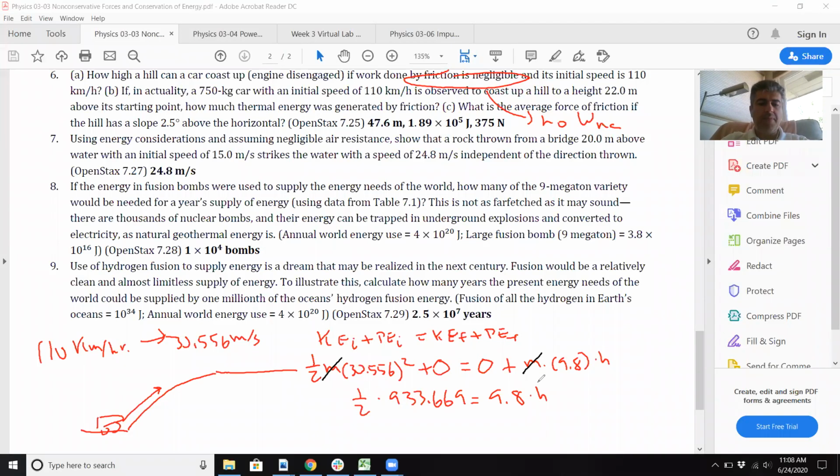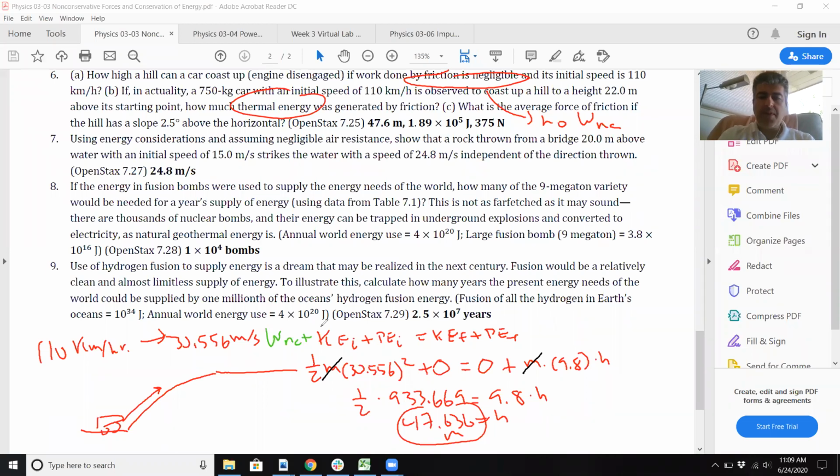Divided by 9.8. So 47.636, which is right what we get there. So it always feels good when you get the answer that matches up, right? We feel confident we got this. Then what you have to do for part B is take into account thermal energy. So you do have to take into account.